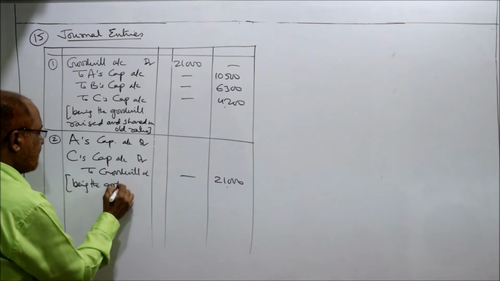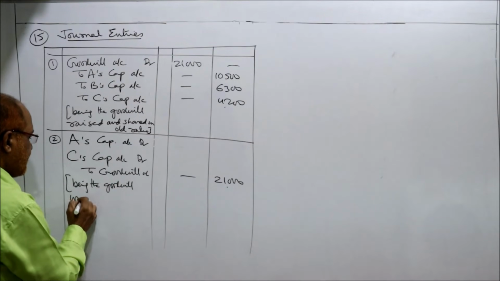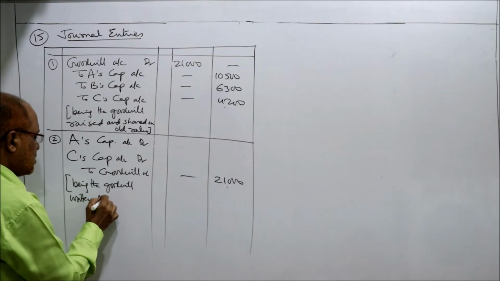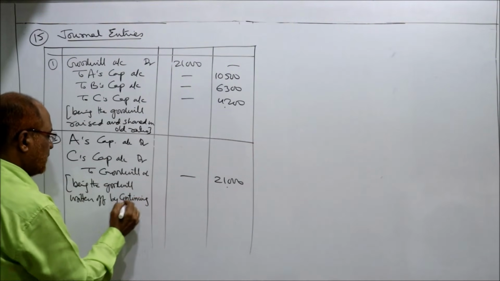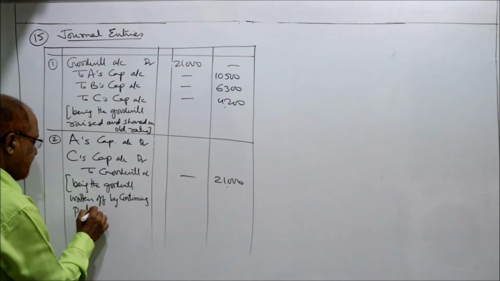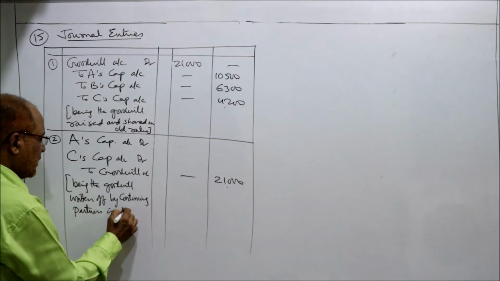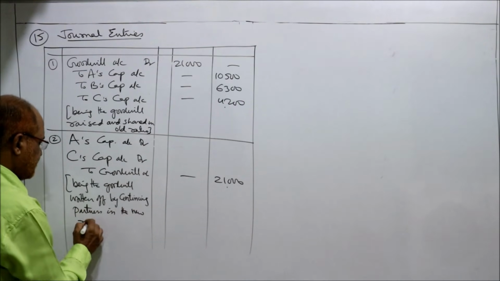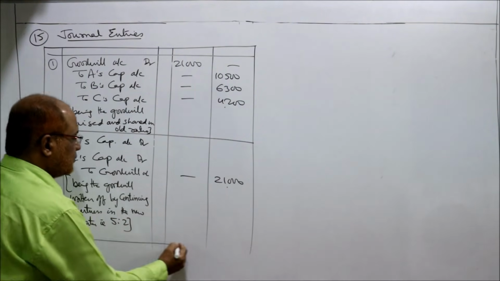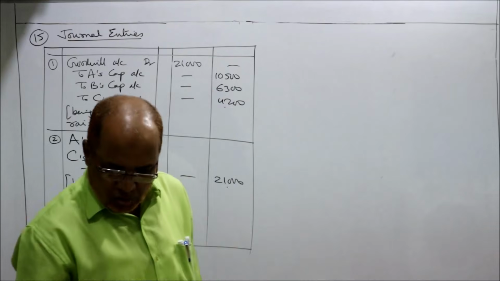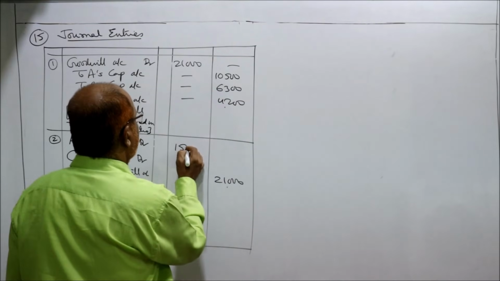Being the goodwill written off by continuing partners in the new ratio, that is 5:2. 5:2, 15,000, 6,000.